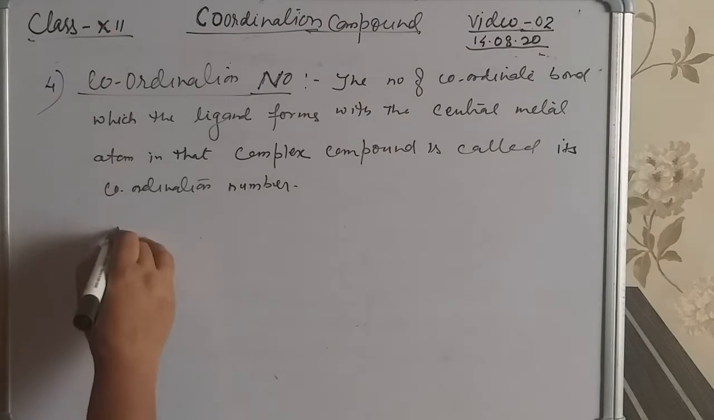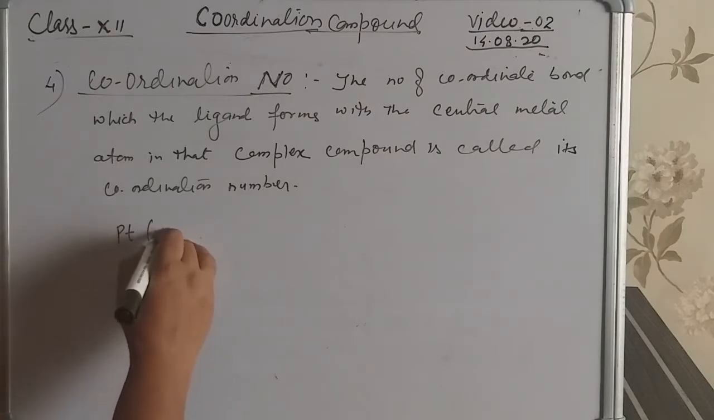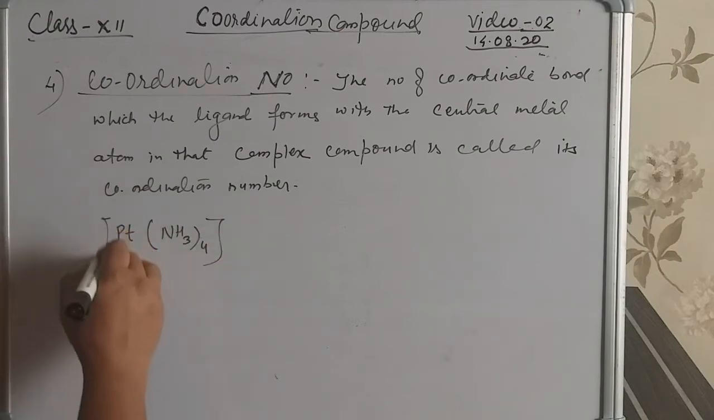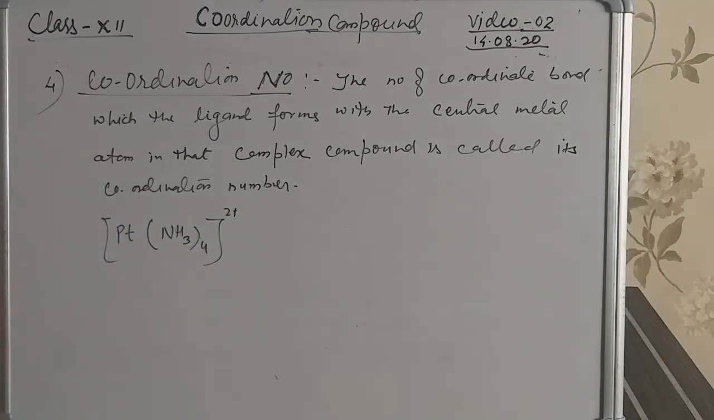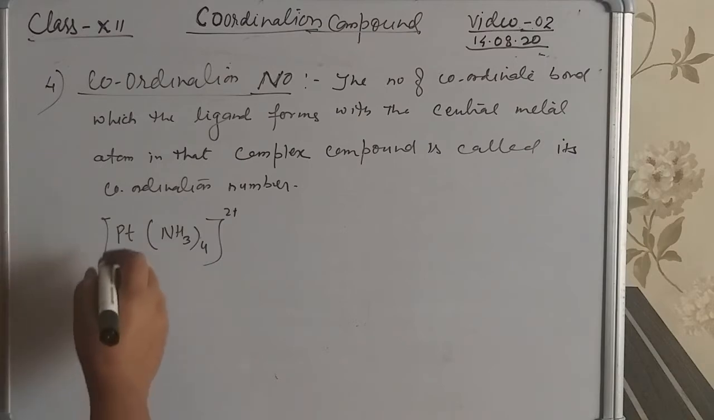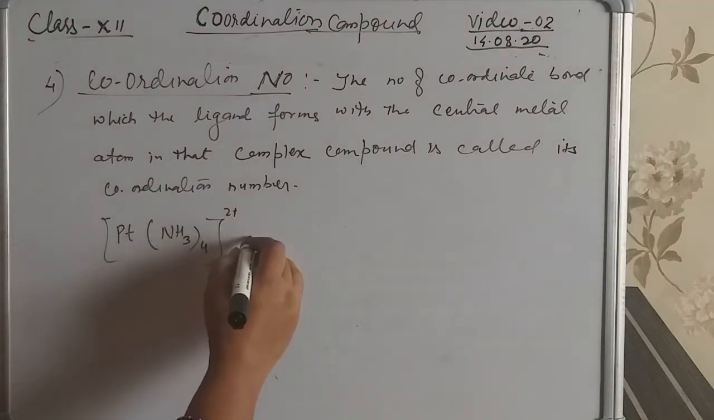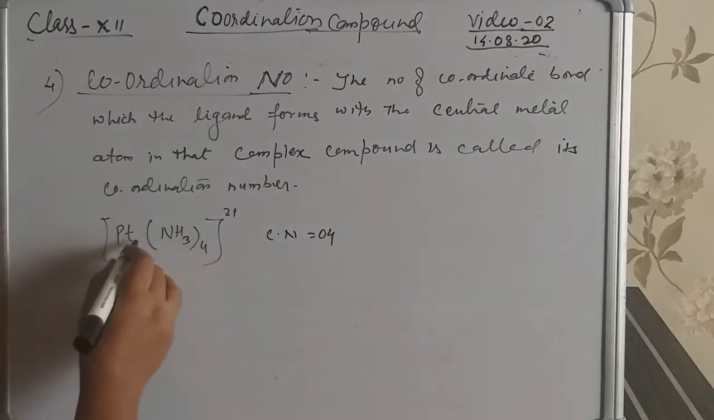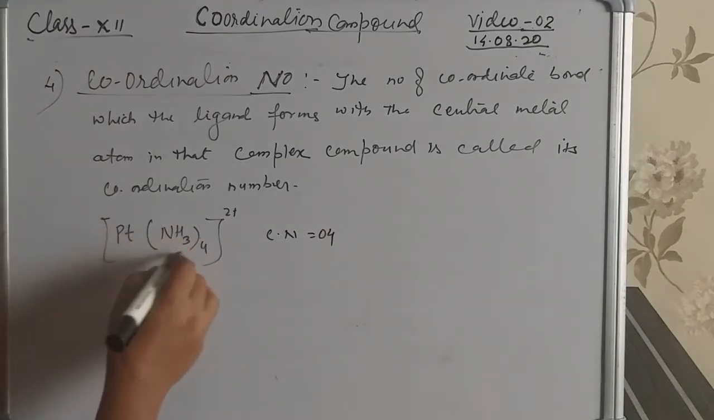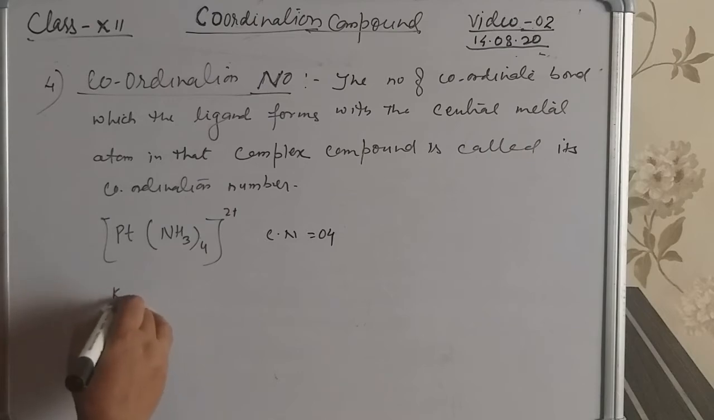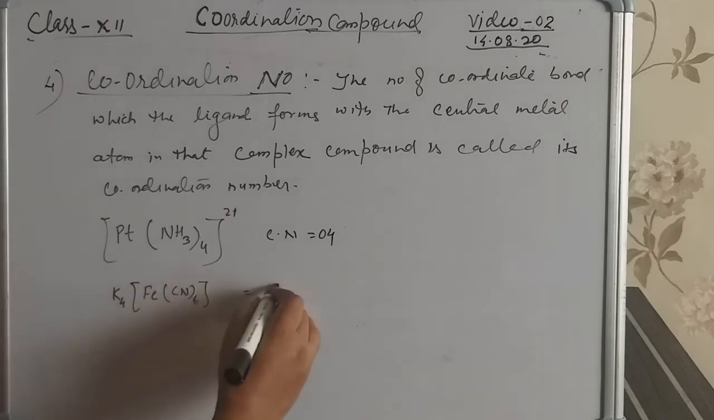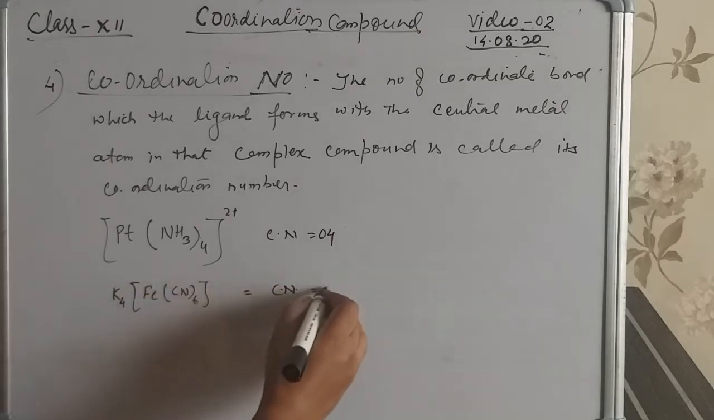Suppose we have a complex compound like this, and the oxidation number present on the cation is +2. So what will be the coordination number? 4, because this forms 4 coordinate bonds with these ligands. Suppose we have FeCN6, so coordination number is 6 only.